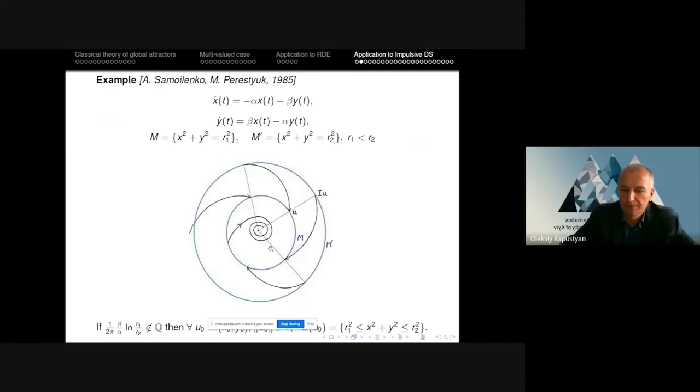This is the classical example on this picture about unusual behavior of an impulsive dynamical system. So let's consider a two-dimensional ordinary differential equation system. Here is a linear system which has a focus at the origin. But we have the impulsive set M and the circle M bar. And our trajectory behaves like that. When the trajectory reaches the set M, it jumps to a new position I of u on the circle M bar along the radius.